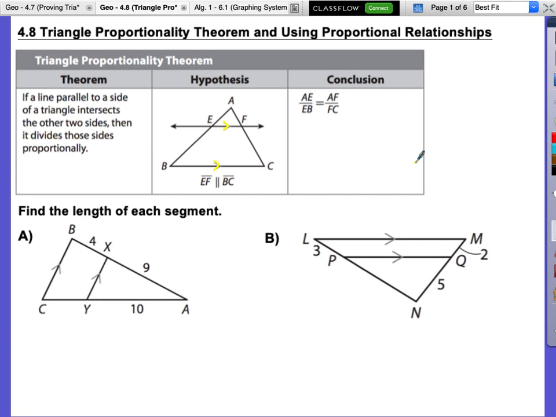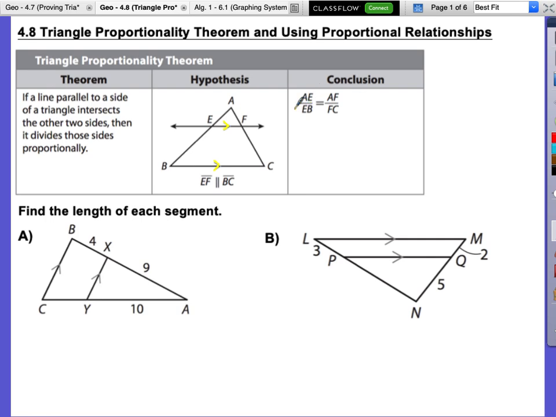So let's go ahead and do this first example on letter A. We need to find the length of each segment. So first, if a line parallel to a side of a triangle intersects the other two sides, we have a line XY parallel to a side of the triangle, BC, intersecting the other two sides. So it fits all the if part, so we know that the then will be true because it fits all the qualifications of the if part. A line parallel to the side of the triangle, and it intersects these other two sides. So it'll divide these two sides proportionally.